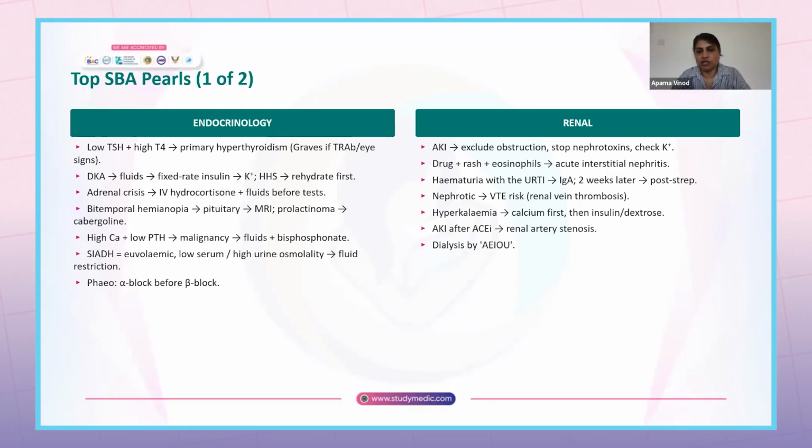AKI after ACE inhibitors, think about renal artery stenosis. Indications for dialysis is AEIOU. Remember the mnemonic.